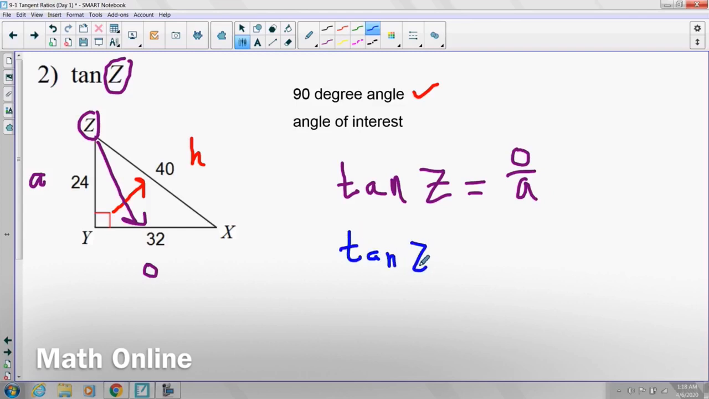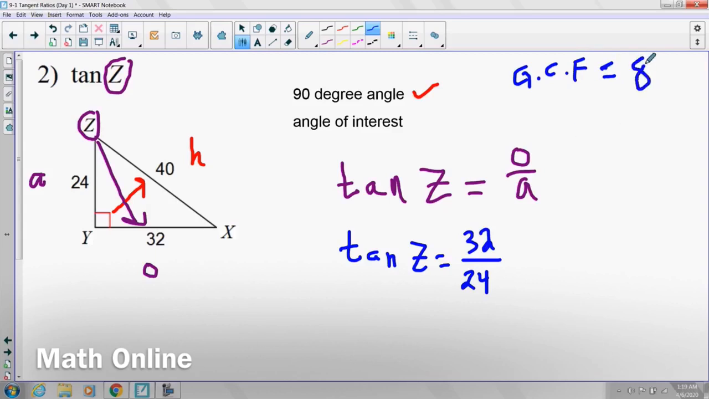of z is equal to, what is the length of the opposite side? Oh, 32 units, right? Over, what is the length of the adjacent side? Oh, the adjacent side is here, it's 24 units. So 24. Now, this would be our answer, but we have to reduce our fraction. So we need to find the greatest common factor, and the greatest common factor of 32 and 24 should be, did somebody say that? Oh, it should be 8, right, guys?